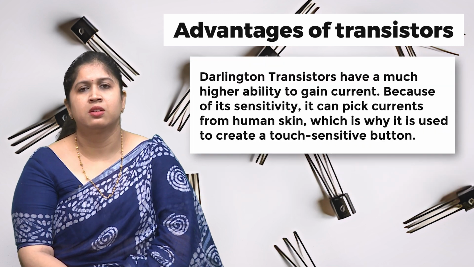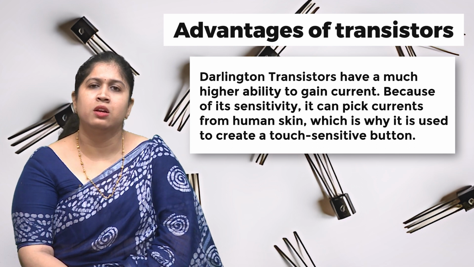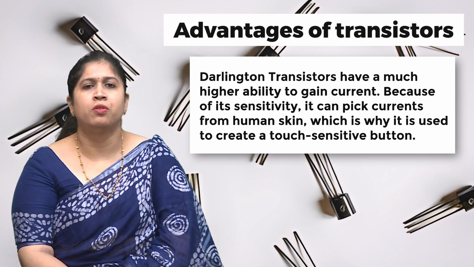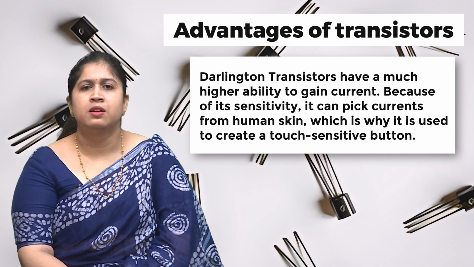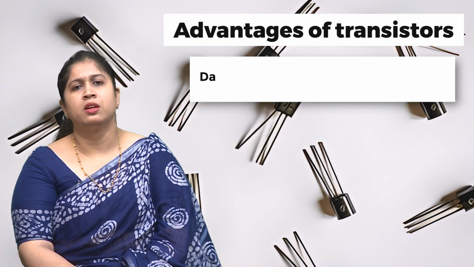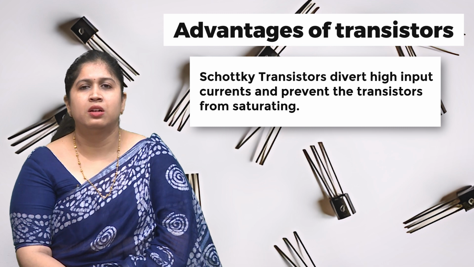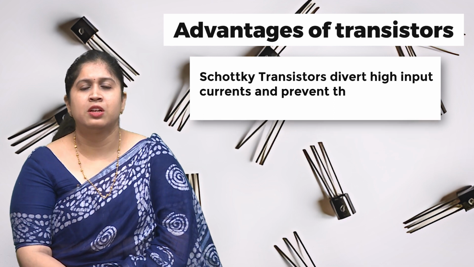Darlington transistors have a much higher ability to gain current. Because of the sensitivity, it can pick up currents from human skin, which is why it is used to create a touch sensitive button. The next one is the Schottky transistor, which diverts high input current and prevents the transistor from saturation.